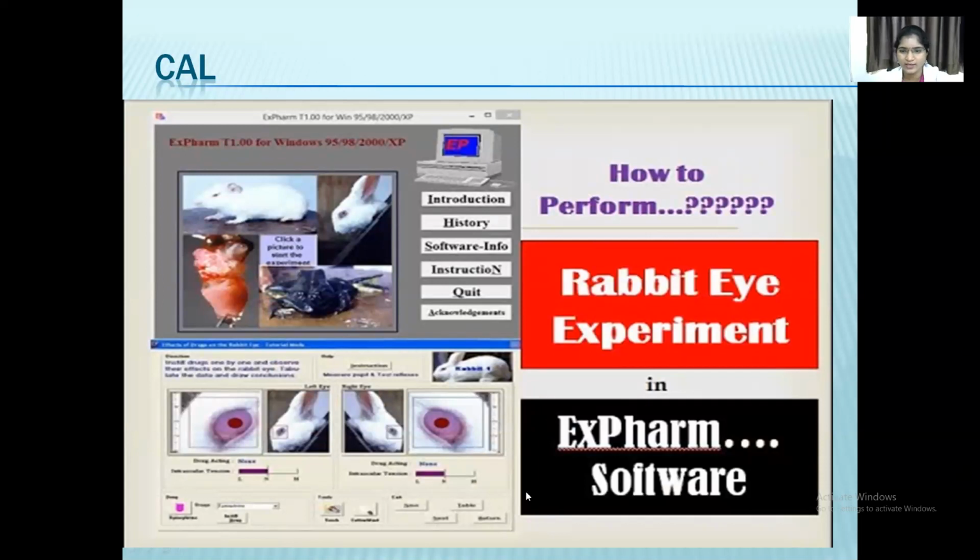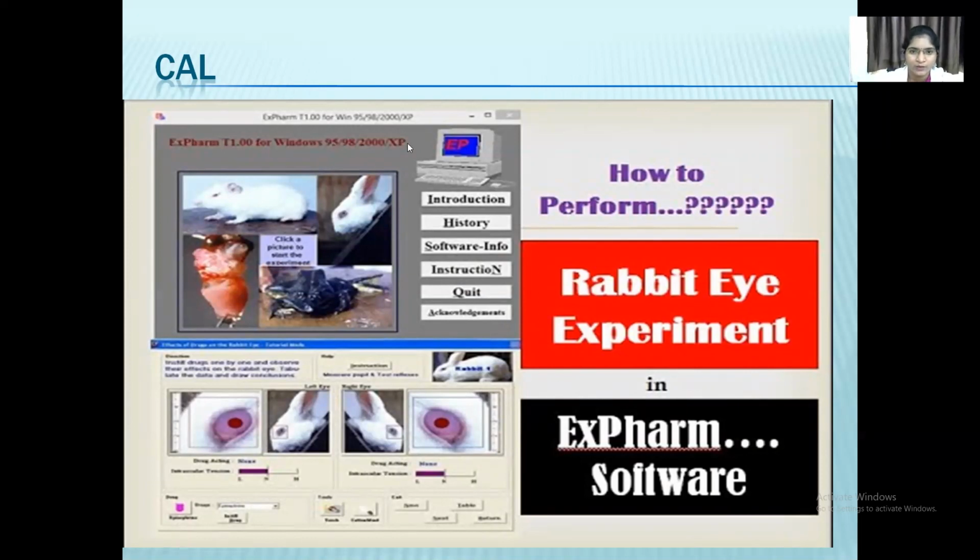How we will do it, we can see. So this is the Ex Pharm software. You can see it on this screen like this. When you go to the Ex Pharm software, you will get the practical like this. See on this screen, this is the introduction, history, and instructions, and quit or exit options you will get.